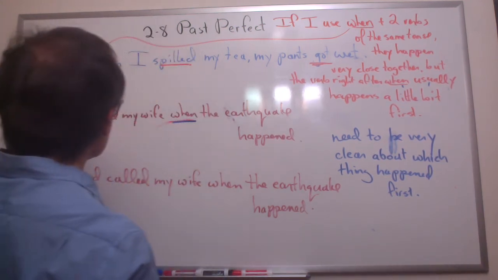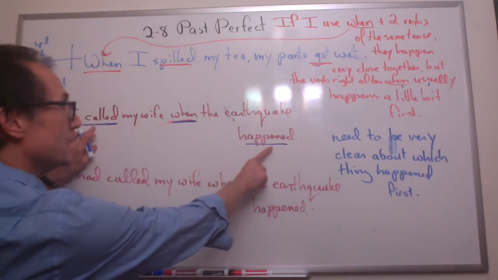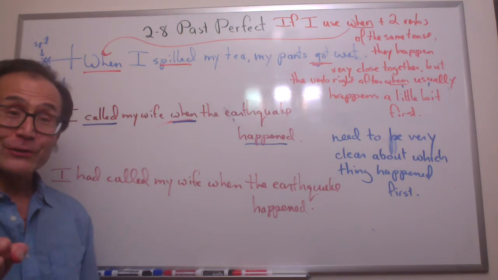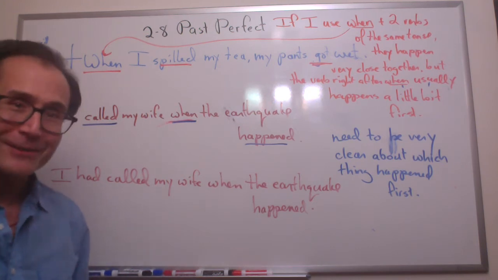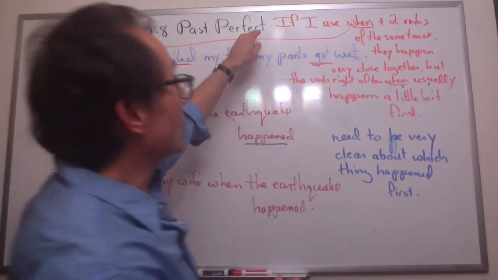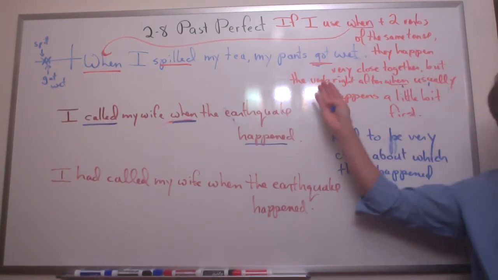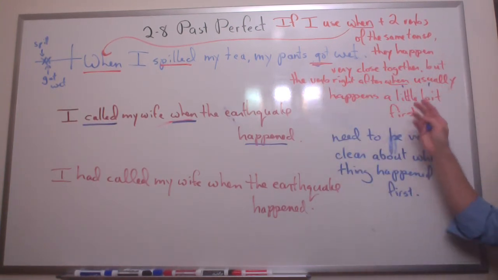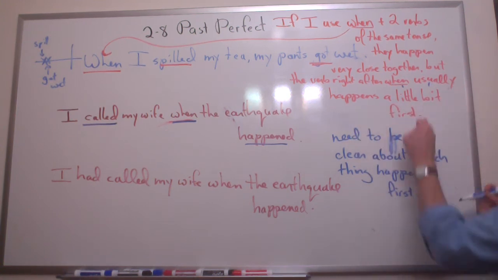I'm using when, and I have two verbs, called and happened. Let me ask you, are they the same tense or different tenses? They're the same tense, right? Simple past and simple past. So I say, when I use two verbs of the same tense, they happen very close together. But the verb that happens after when, usually, almost always, happens a little bit first.